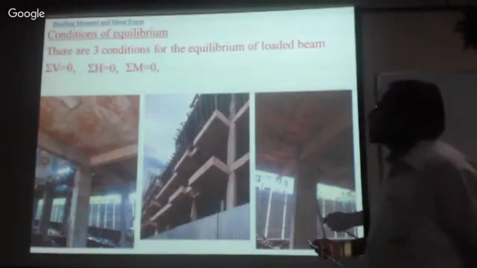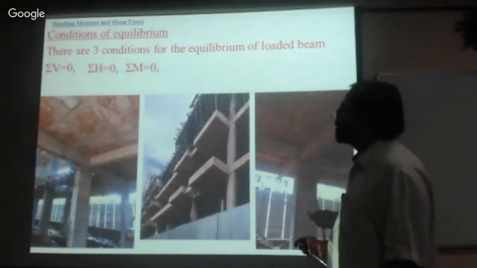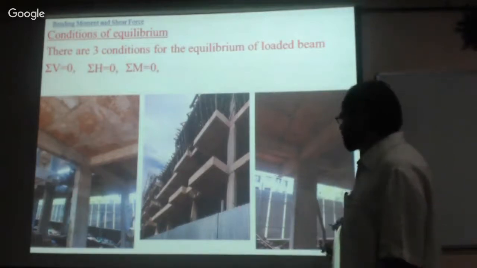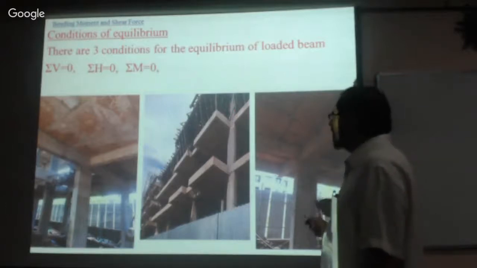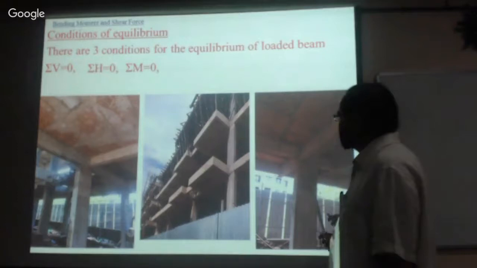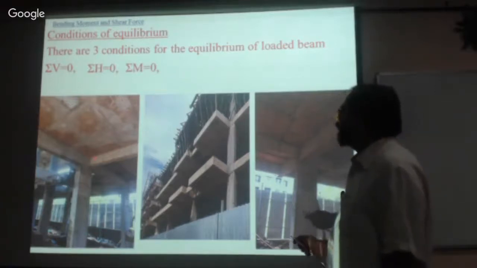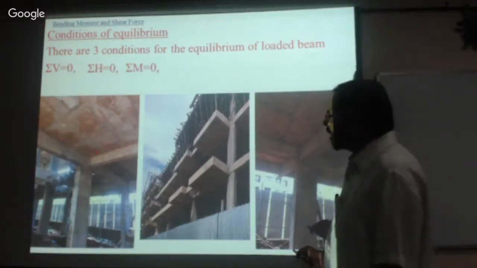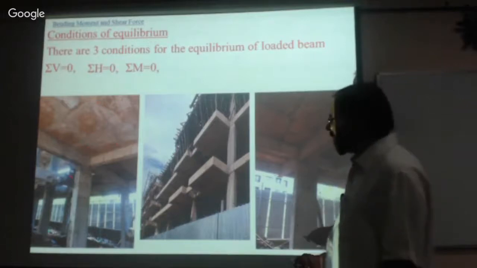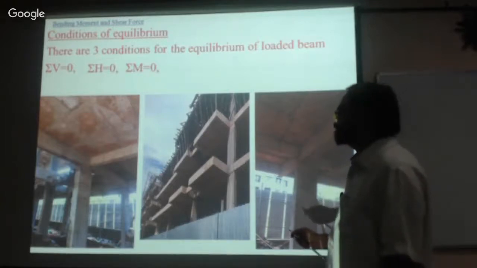Now, we know the conditions of equilibrium, which we have already discussed in the previous two classes. Again I will recall it: there are three conditions of equilibrium. First, vertical force, sigma V: the sum of all the vertical forces acting on a structure must be equal to zero, so there is no movement in the vertical direction. Similarly, sigma H: all the horizontal forces must be equal to zero. And also, when the beam is loaded, it is possible the beam may rotate. This is called moment, or rotation. Therefore the sum of the moments of all the forces on a loaded beam is equal to zero.